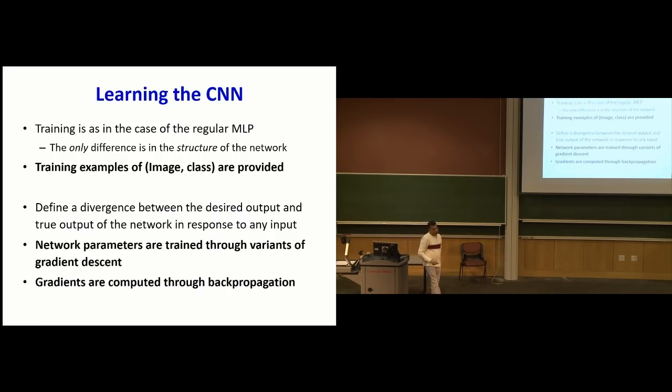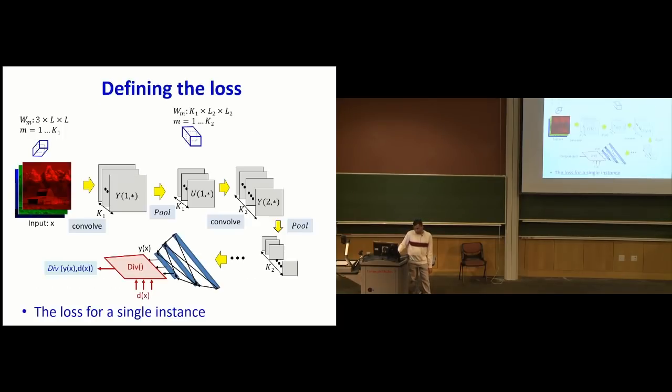Training here is pretty much exactly how you would train a regular MLP. The primary difference is in the structure of the network, but the procedure is the same. You're given training examples, images and class labels. Then we define a divergence between the desired output and the true output of the network in response to any input. The network parameters are trained through variants of gradient descent, where gradients are computed through backpropagation.